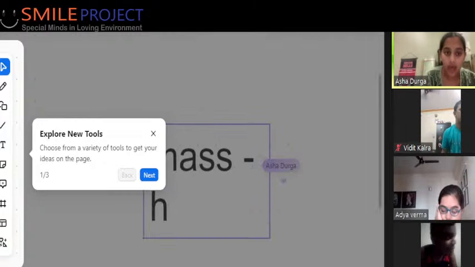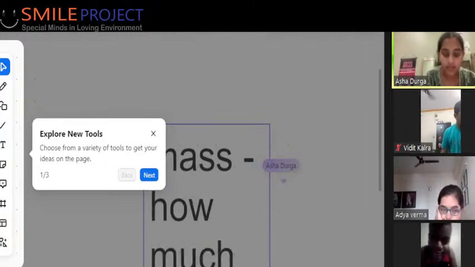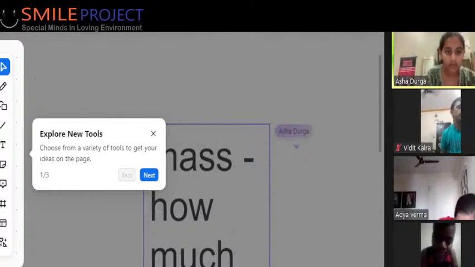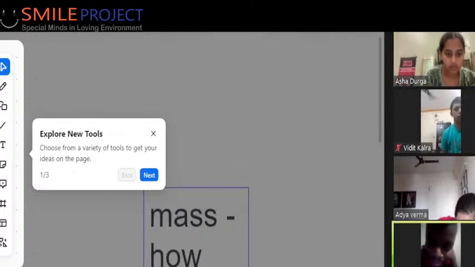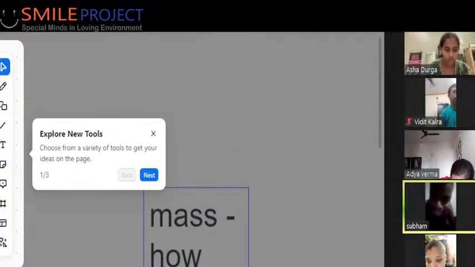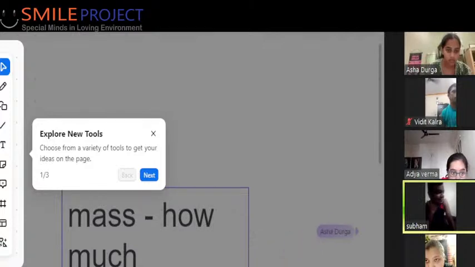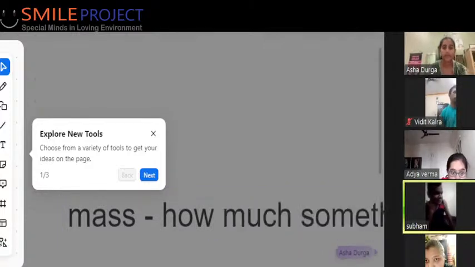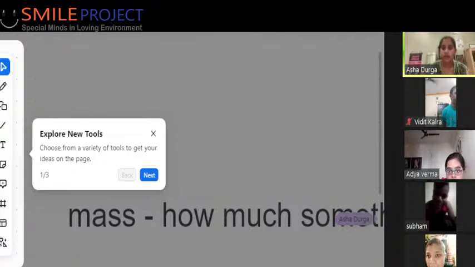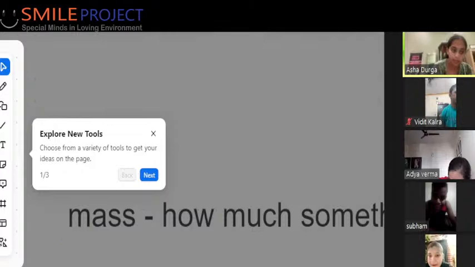Mass is how much something weighs. Correct? It is a planet. Okay. So now in the video they said something. They did talk about paper and a rock, but they said something about mass. Who remembers?